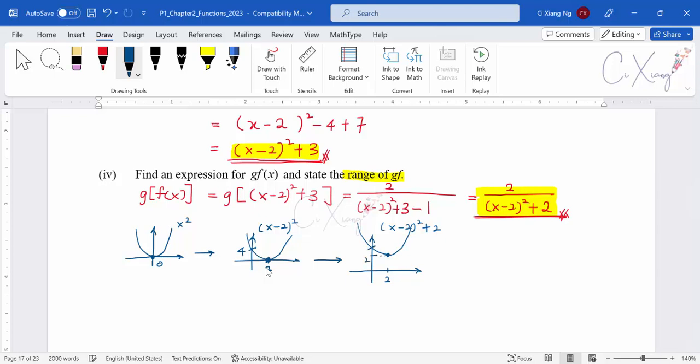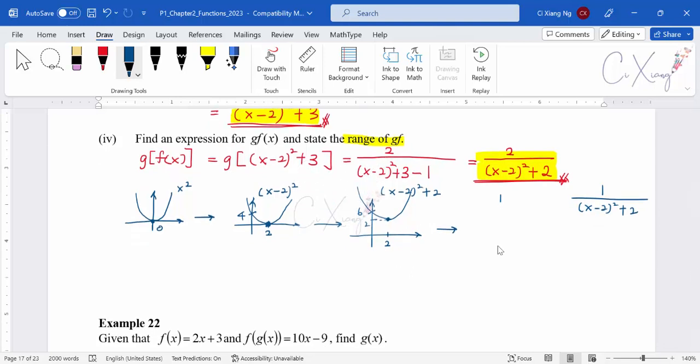And then what happened to the y-intercept here? Just now it was a 4. When you shift the whole graph 2 units up, it will become a 6. And now, after this step, I want to sketch the diagram for the reciprocal function, 1 divided by (x minus 2) squared plus 2.